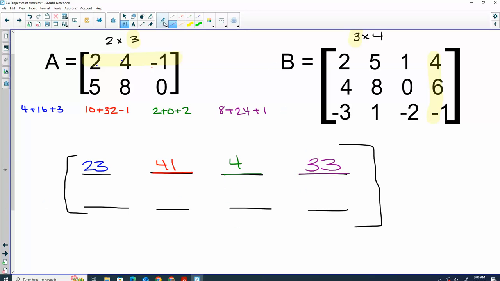Now I need the numbers in the second row. So I have to take the second row times each of those columns. So second row times the first column. 5 times 2 is 10. 8 times 4 is 32. 0 times -3 is 0. So if we add those together, we get 42.